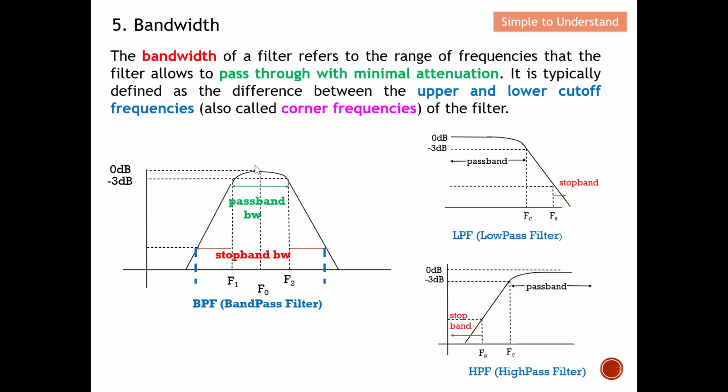Like I mentioned earlier, this is the maximum point. So when I reduce by 3 dB on the left-hand side and also 3 dB on the right-hand side, this defines the bandwidth of the filter. So basically, this is the fifth discussion on the spec of the filter design: what is the bandwidth of the filter?